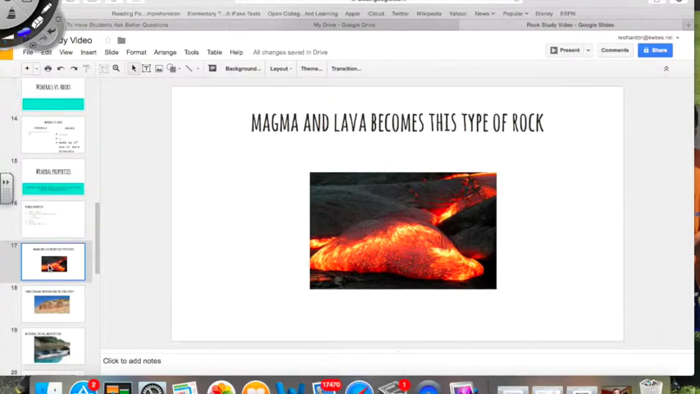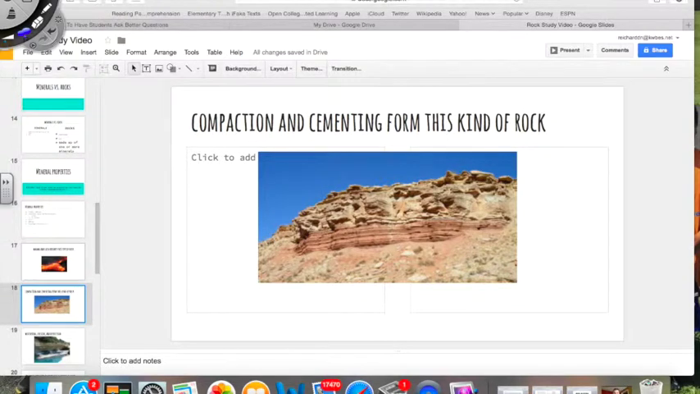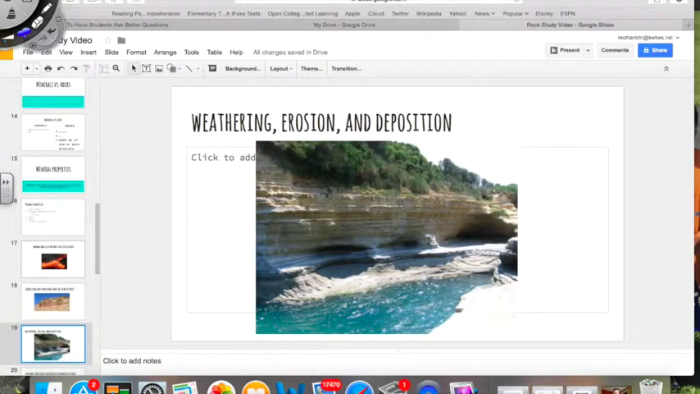Magma and lava becomes this type of rock. This is my favorite. Yes, the igneous rock. Very good. Let's go to the next one. Compaction and cementing form this kind of rock. Okay, wonder if anyone saw this driving down 95. I said look at the side of the hills and you'll see this. That would be sedimentary rock. Very good. Let's move on to the next one.